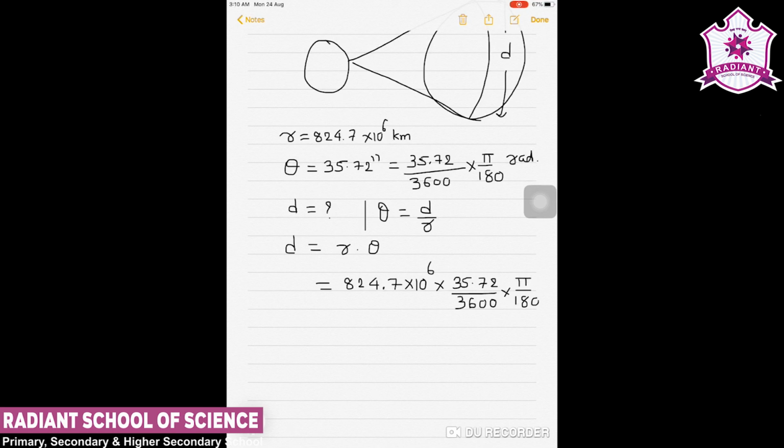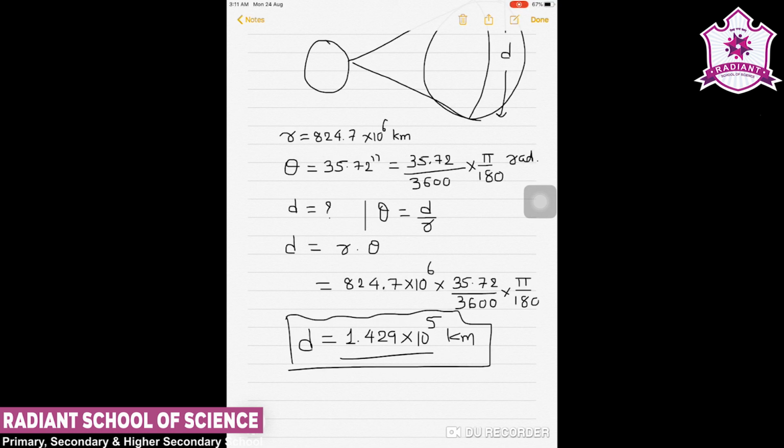So now when we apply this, we can calculate the term, and we found that this distance is 1.429 into 10 to the power 5 kilometer. So this is the angular diameter of the planet Jupiter as per the given information. So this is the example number 24 of the exercise. Here this example is completed.